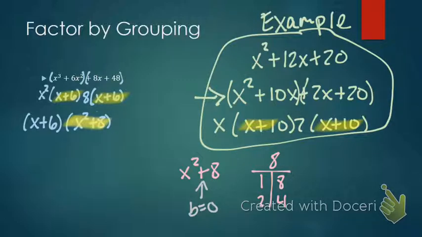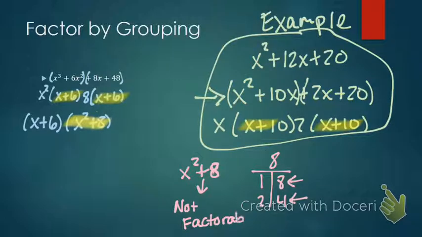There is no b. So can I combine 1 and 8 and get 0? No. 1 plus 8 is 9. 1 minus 8 is negative 7, so that's not going to get me 0. I also cannot combine 2 and 4 and get 0. So, this x squared plus 8 is not factorable.